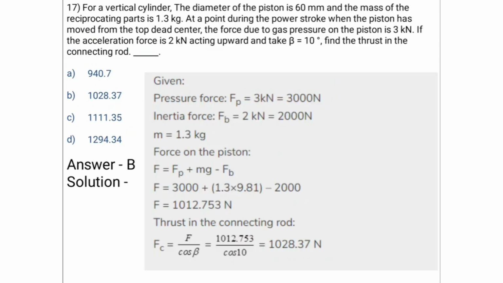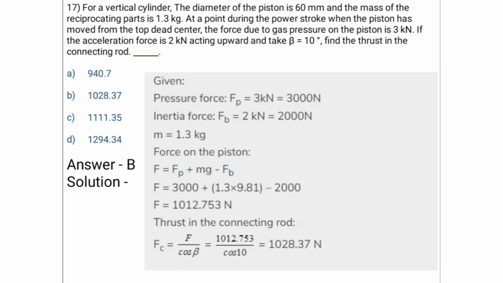The second question, question number 16, is asking from the force analysis of engine. So for a vertical cylinder, the diameter of piston is 60 mm and the mass of the reciprocating parts is 1.3 kg. At a point during the power stroke, when the piston has moved from top dead center, the force due to the gas pressure on the piston is 3 kilonewton. If the acceleration force is 2 kilonewton acting upward, and take beta angle is equal to 10 degree, find the thrust in the connecting rod. So we have to calculate the thrust in the connecting rod, and four options are given.